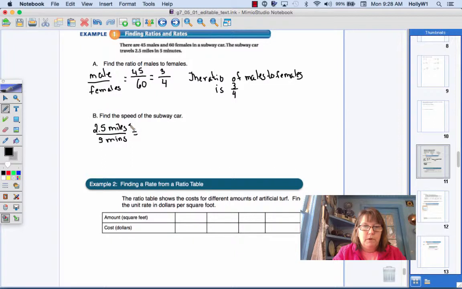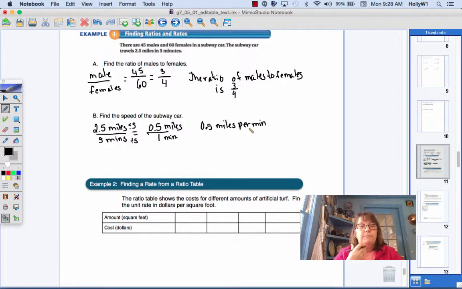Figuring out how to simplify it is easy because you divide by the same number. So 2.5 miles gives us 0.5 miles per 1 minute. So you would say the speed of the subway car is 0.5 miles per minute. So for every minute, it's going half a mile.